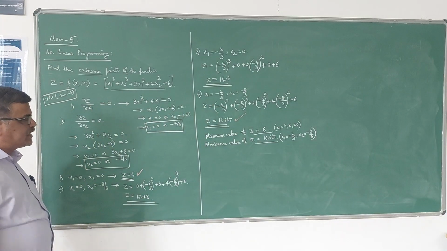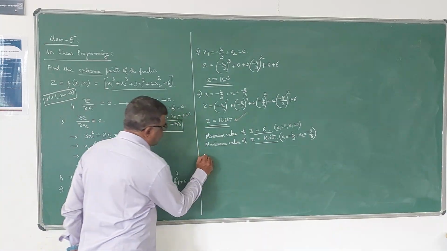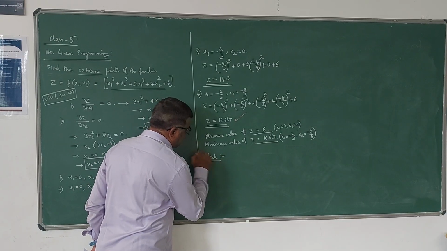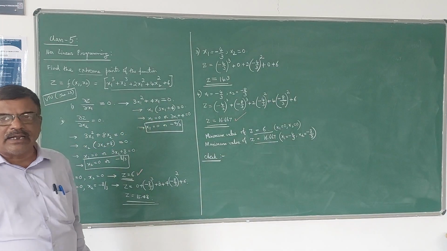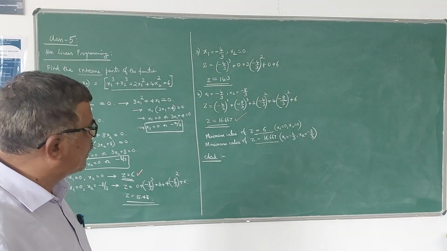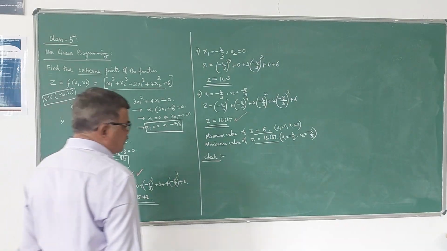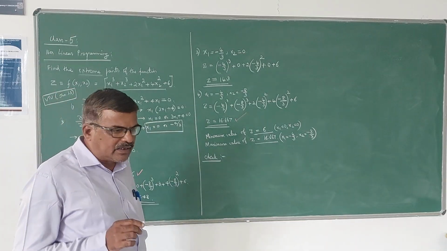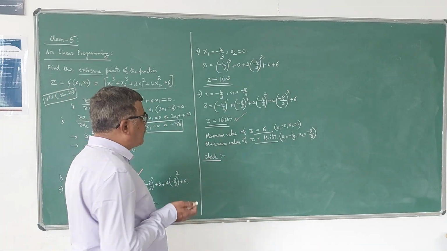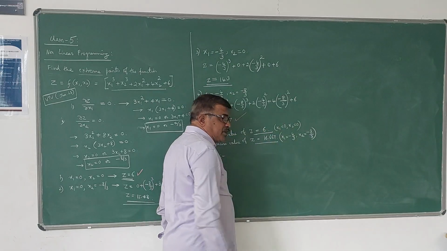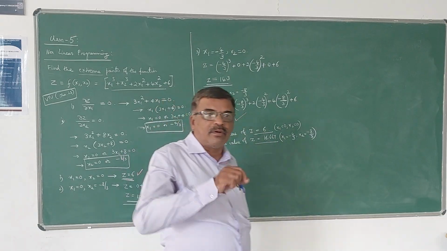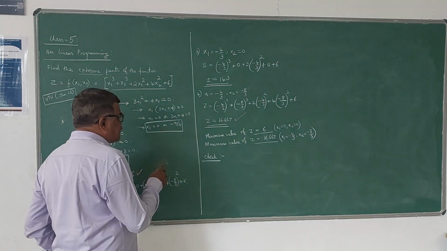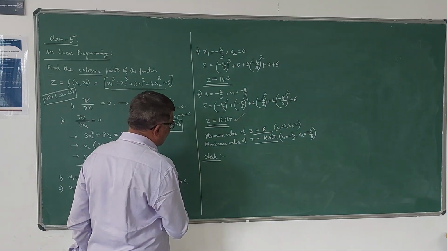Now let us check this. After getting this, you can check whether these values are correct or not by using the second derivative, the sufficient condition. The necessary condition for a function to have minimum and maximum values is that the first derivative should be 0. The sufficient condition requires the second derivative. If the second derivative value at these points is positive, then it is a minimum value. If it is negative, it is a maximum value. Now let us check the sufficient condition.